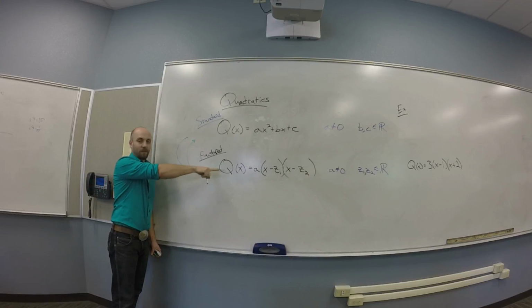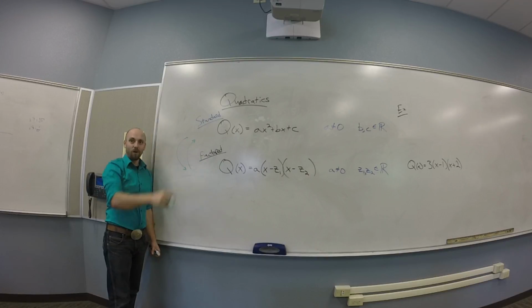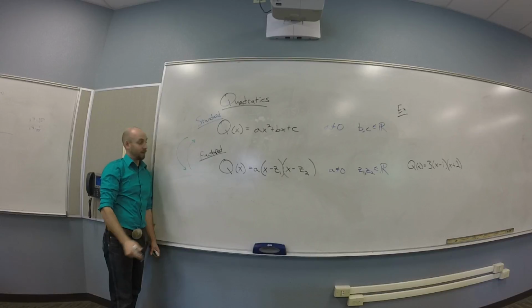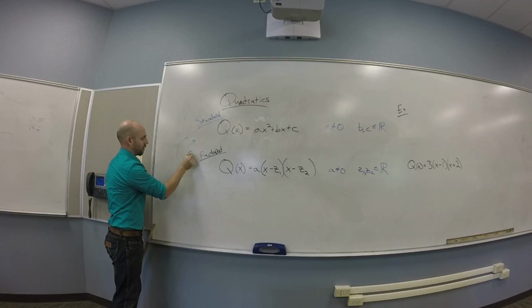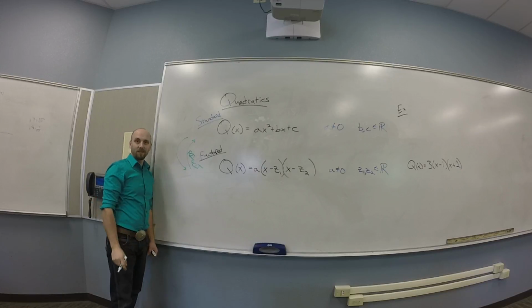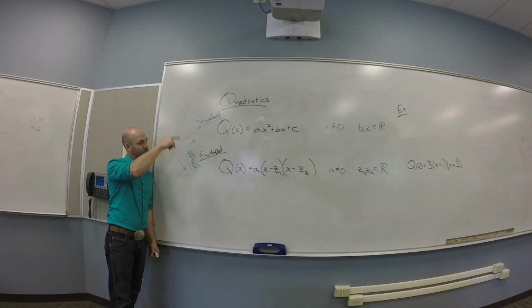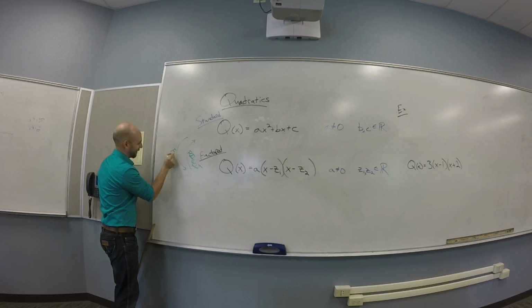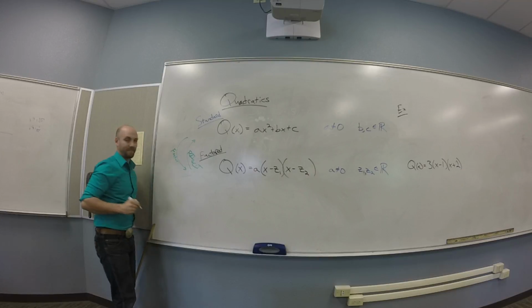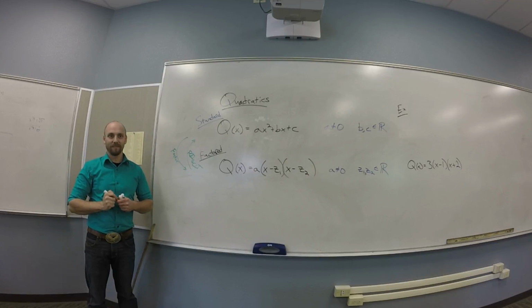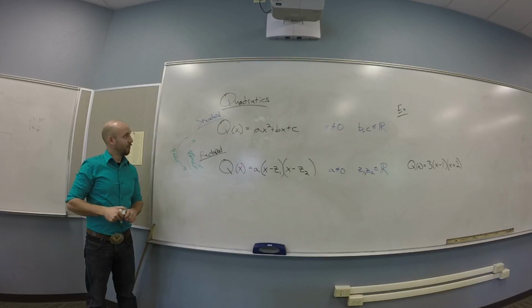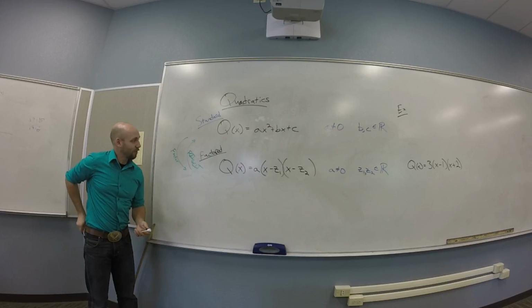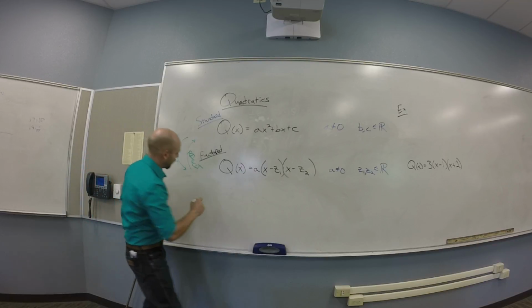So to go from a factored form to a standard form, what do you do? Well, yeah. FOIL and collect like terms. And to go the other way, to go from a standard form to a factored form, you factor. You guys cool with that? Okay. Now the other one is maybe new.